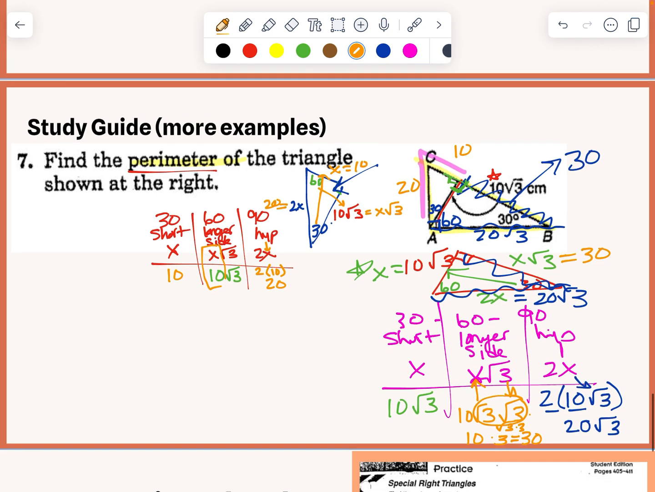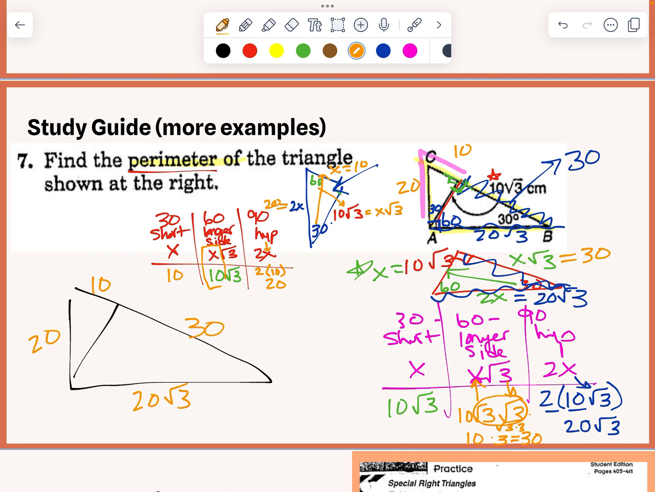I think I would like to redraw this one more time so that I have all of the measurements where we can see them clearly. All the way across the bottom was 20 square roots of 3. The left side was 20. The part of the big triangle's hypotenuse on the top was 10. And then the other part that we got was 30.